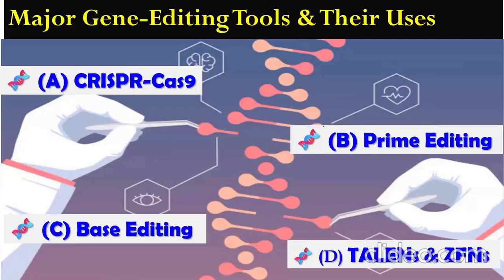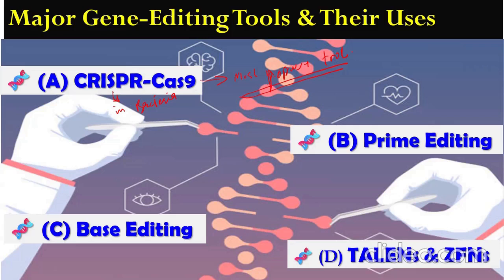So what are the major editing tools of gene editing processes? There are 4 major tools. One is CRISPR-Cas9, and it is the most popular tool used. The full form of CRISPR is clustered regularly interspaced short palindromic repeats. This system was first identified in bacteria by the scientists Jennifer Doudna and Emmanuelle Charpentier, and both have been awarded a Nobel Prize in 2020.